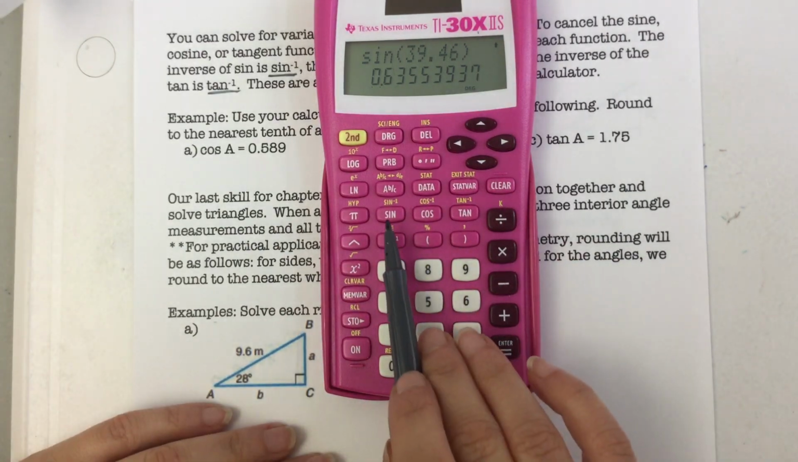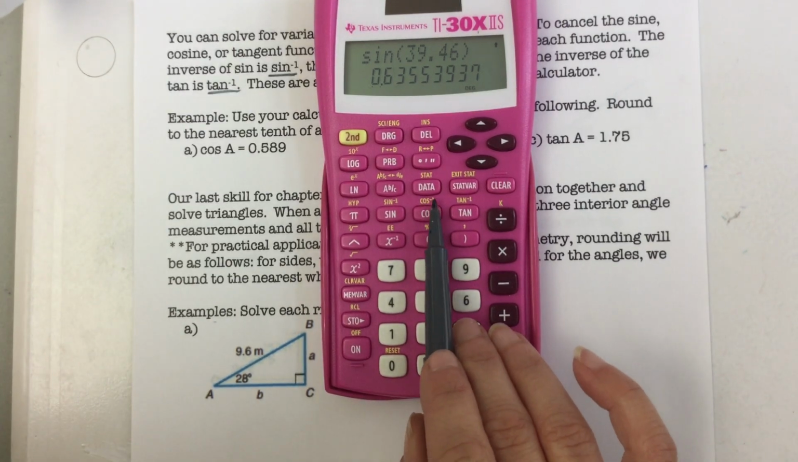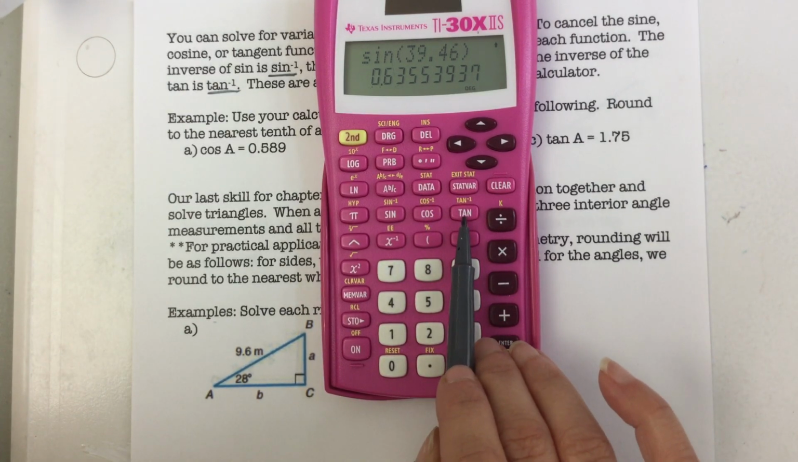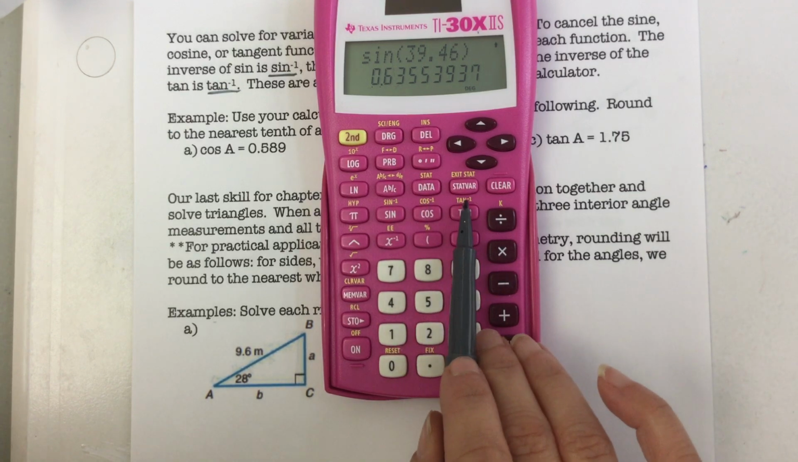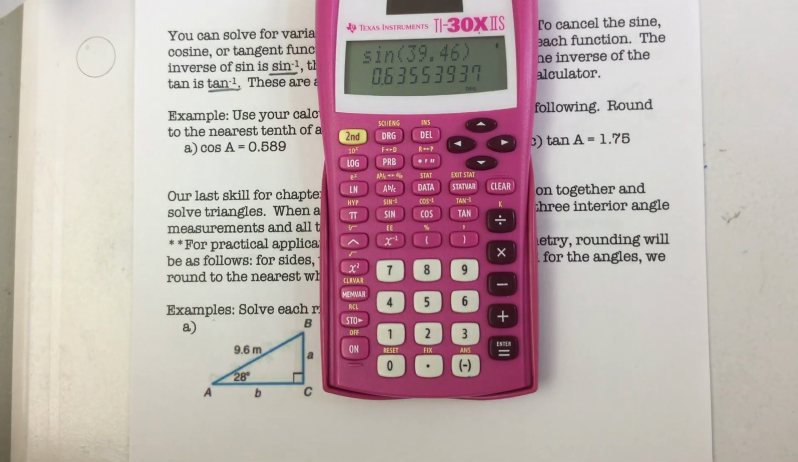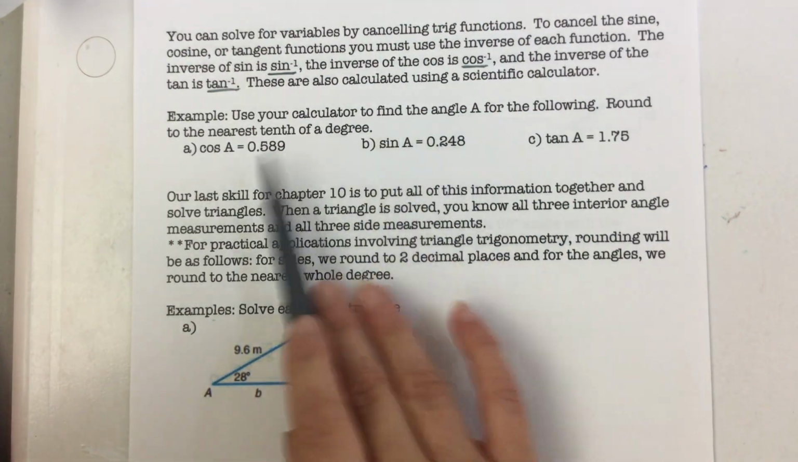If I look above the sine, you'll see that there's the inverse sine. If I look above the cosine, there's the inverse cosine. If I look above the tangent, there's the inverse tangent. In order to get these yellow options, you just hit the second key before you hit the button that you want. So let's go ahead and solve. Use your calculator to solve for A.